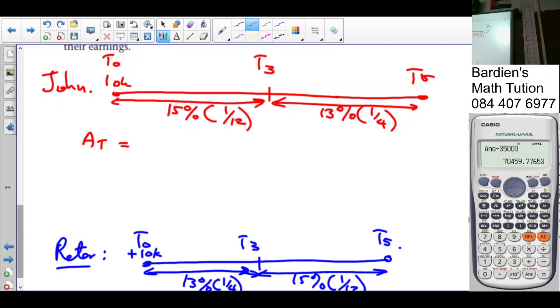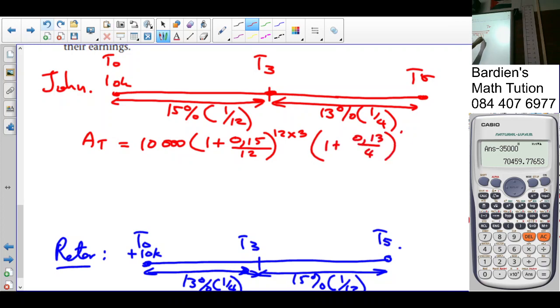So what happens to the 10,000 Rand? It's going to draw interest further. How many years is this? 3 years. So it's 1 plus 0.15 over 12 to the exponent 12 times 3. So that's the amount lying there. Now what else is happening to the 10,000 Rand? You draw another interest of 13% compounded quarterly for the remainder of the 2 years. You all okay with that?